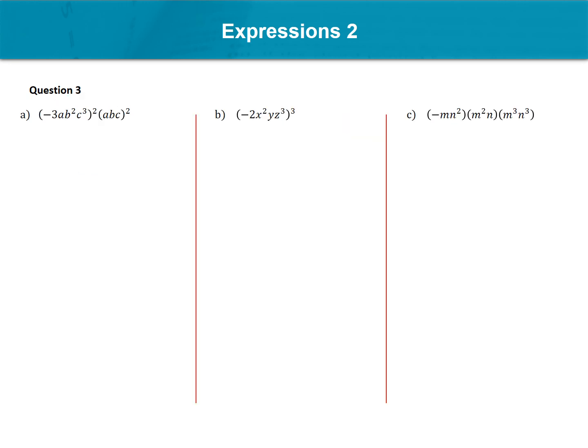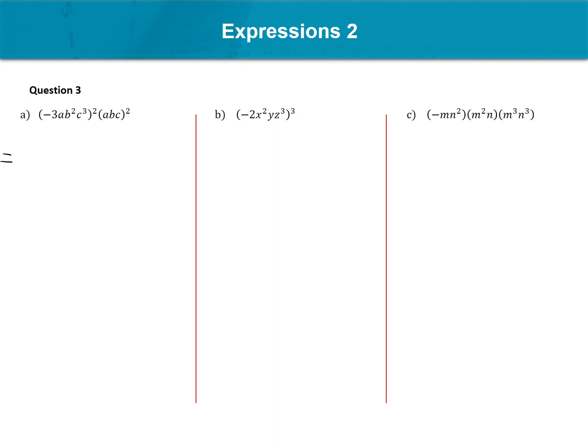Looking at question 3a, we have a bracket that's raised to a power times another bracket that's raised to a power. But inside our bracket, we already have exponents on our variables. So when we have exponents that are raised to another power, we multiply them. When we have variables with exponents that are multiplied by one another, we add the exponents.